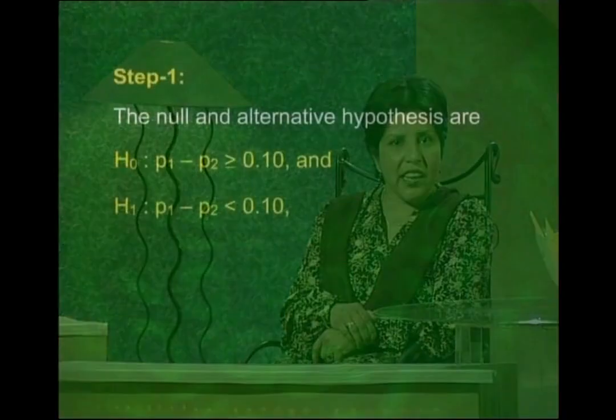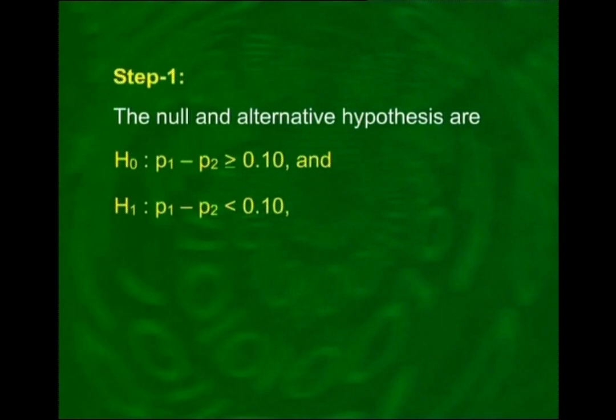The second step is the subscript. कि हम one subscript किसके लिए रखें और two किसके लिए रखें. अगर हम one subscript educated voters के लिए रख लें, then what will be our null hypothesis and what will be the alternative? As you now see on the slide, in this case, we will write H naught: P1 minus P2 is greater than or equal to 0.10 and H1: P1 minus P2 is less than 0.10.